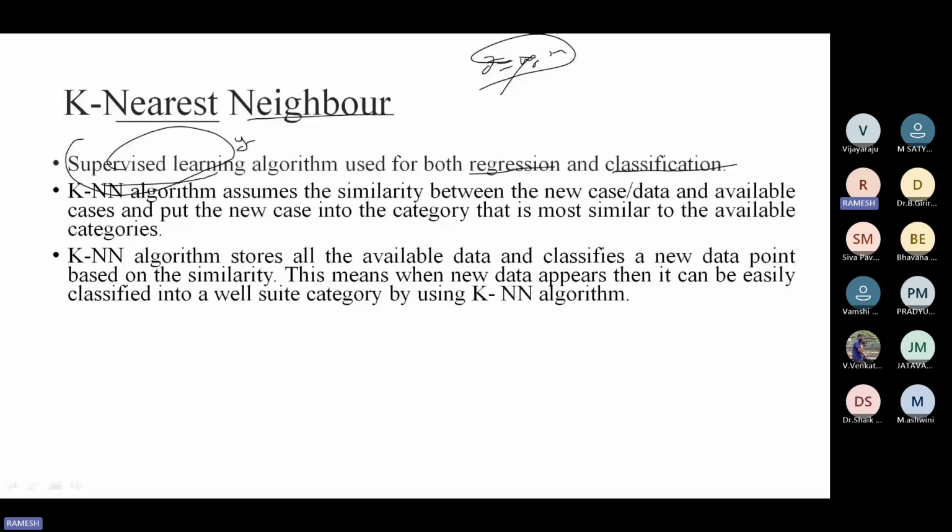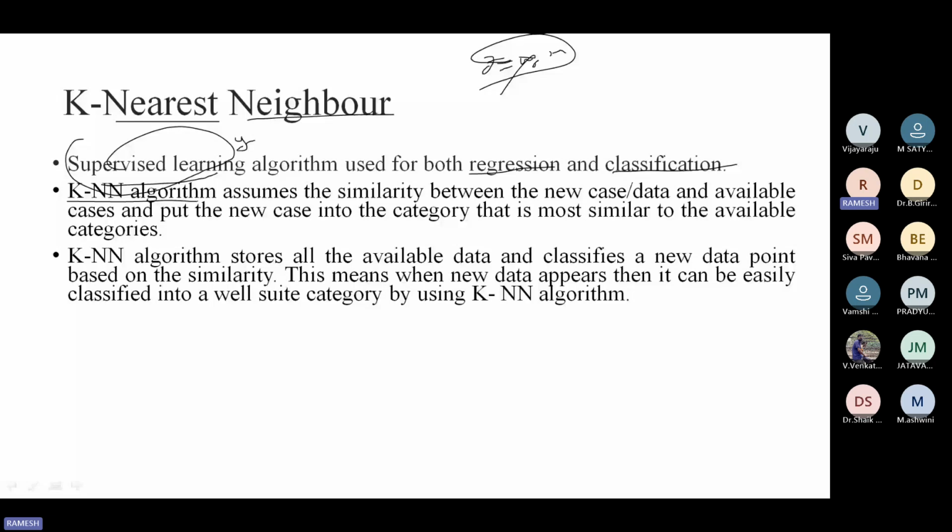Here the k nearest neighbor algorithm will find the nearest neighbors, the closest neighbors. How many closest neighbors depends on the k value. If the k value is 3, we find 3 nearest neighbors, and their output will be the final predicted y value.